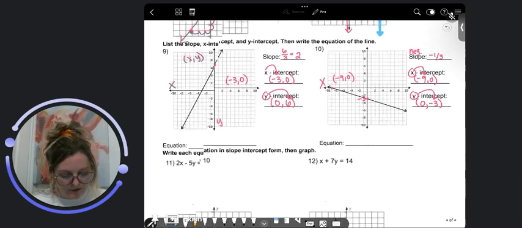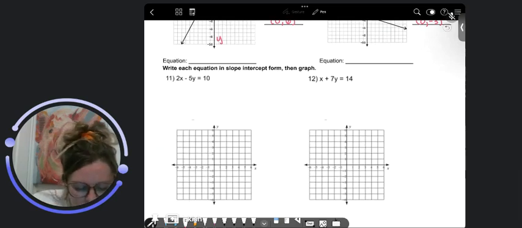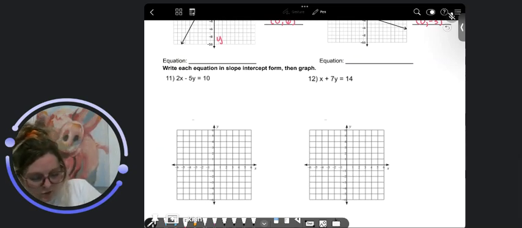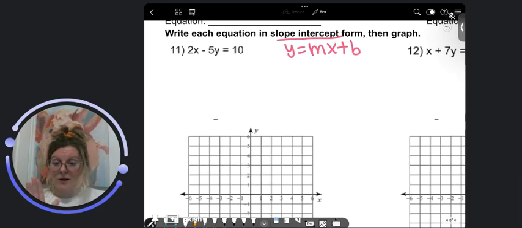Okay, we are almost done, you guys. We are lastly going to write each equation in slope-intercept form and then graph it. So they gave us an equation, but it's not in the right form yet. Remember, slope-intercept form is y equals mx plus b. It is definitely not there yet, so we need to solve to get y by itself here.